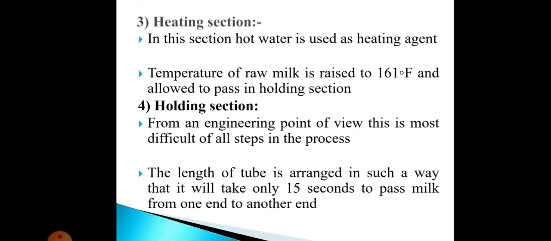Then the third one is the heating section. In this section, hot water is used as a heating agent. The temperature of raw milk is raised to 161 degrees Fahrenheit and it is allowed to pass into the holding section. And the fourth one is the holding section. From an engineering point of view, this is the most difficult of all steps in the process. The length of the tube is arranged in such a way that it will take only 15 seconds for milk to pass from one end to the other end.